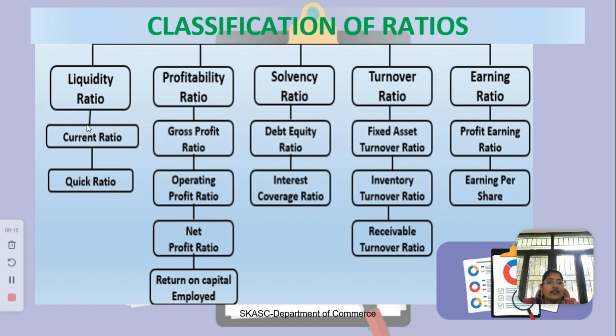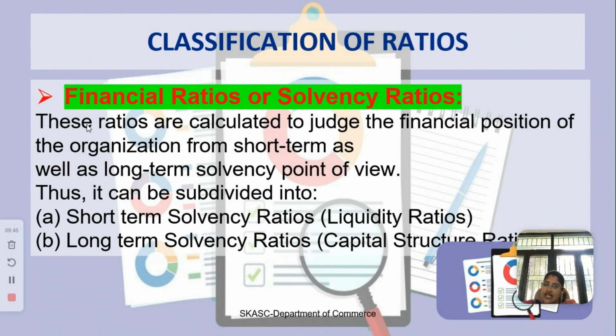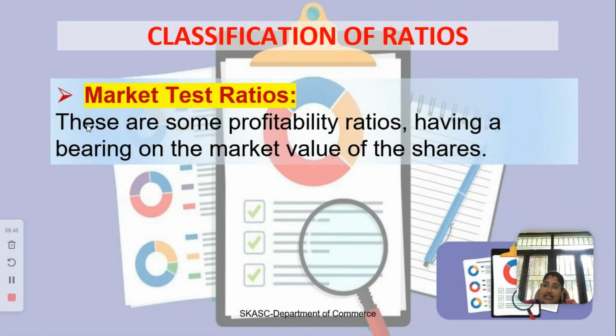Next coming is your earning ratio, profit earning ratio, your earnings per share ratio. When I'm telling earnings per share, yes, so the net profit that is available to the equity shareholders divided by the number of equity shares. So what is the earnings per share, right? So this lets us know whether the earning capacity of the company is doing really good. So classification of ratios has a very important role in decision making, whether it is profitability ratios, turnover or activity ratios, or financial ratios, market test ratios.